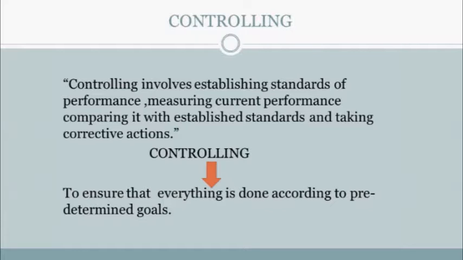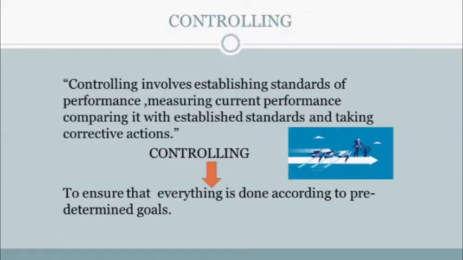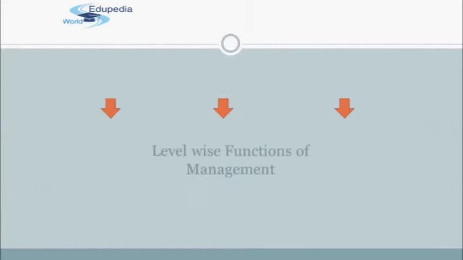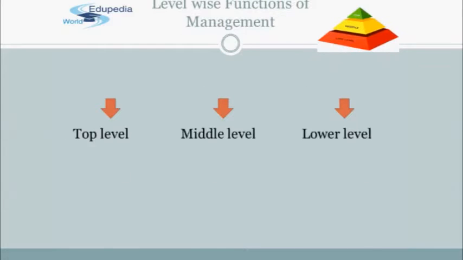So students, we have discussed all the 5 functions of management. Mainly these are required. However, beyond these functions of management, which we have categorized broadly into 5 categories, other functions are also performed by management, that is motivation, decision making and forecasting. So let's go ahead, students, and see the level wise functions of management.